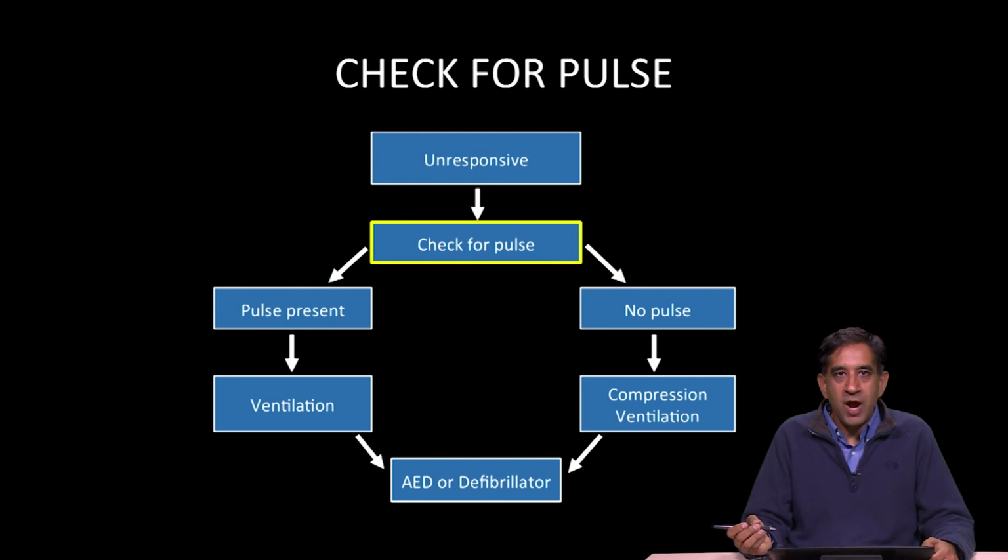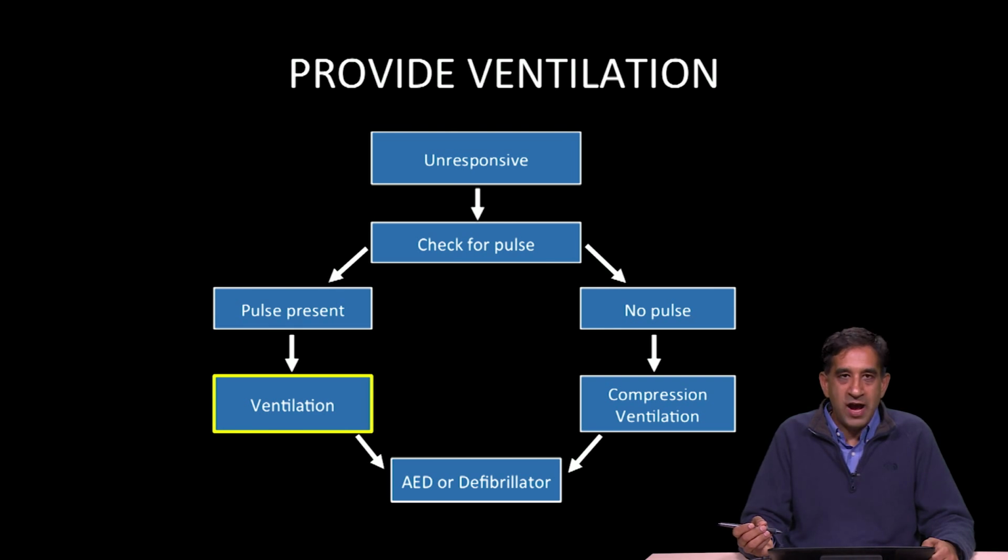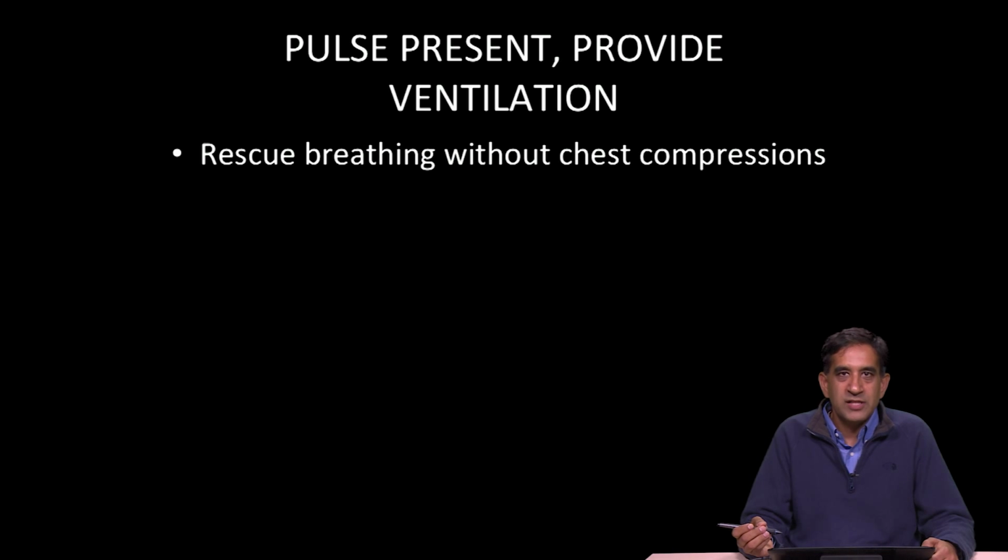As we mentioned in our prior lecture, once we determined that a patient was unresponsive, the next step is to check for a pulse. And then, depending on what we find, that determines what we'll do next. If the patient has a pulse, then the next step after that is to provide ventilations. So let's talk about that. If they have a pulse, you're going to provide ventilations. And what that means is you're going to provide rescue breathing without chest compressions.